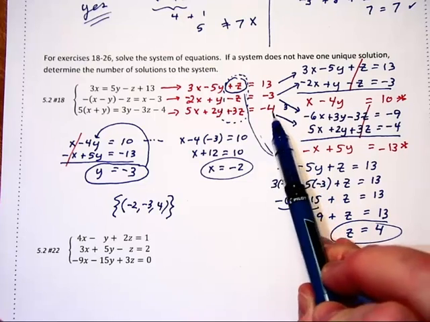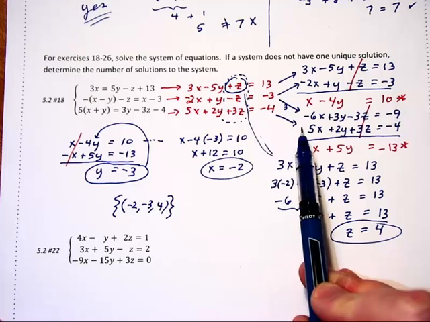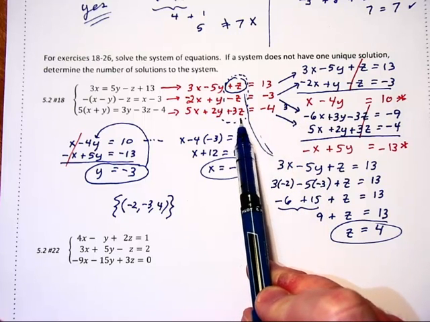When you go and eliminate variables, you need to make sure when you split them apart two equations at a time that you eliminate the same variable each time.